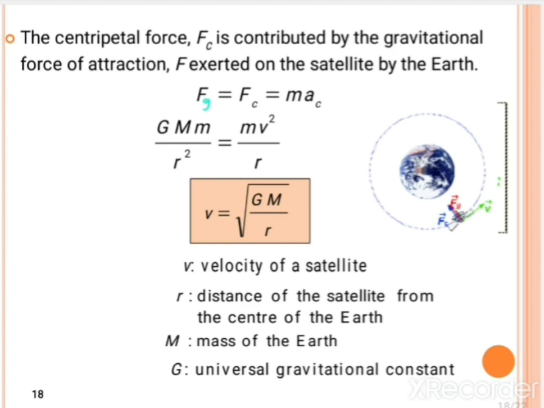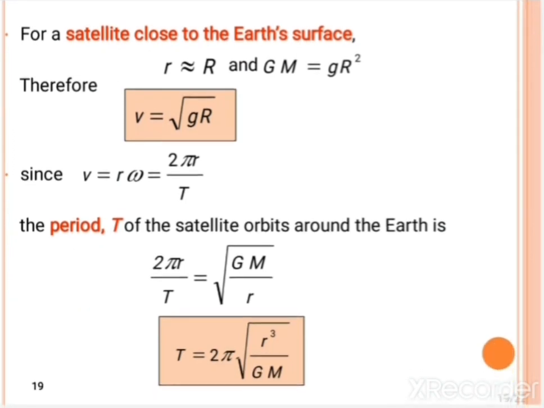Alright? So remember, v is the velocity of the satellite, or tangential velocity. r is the distance of the satellite from the center of the Earth. M is the mass of Earth. G is the universal gravitational constant. For a satellite close to the Earth's surface, meaning r is equal to the radius of Earth, therefore the linear velocity equals square root of gR, R for the radius of Earth.